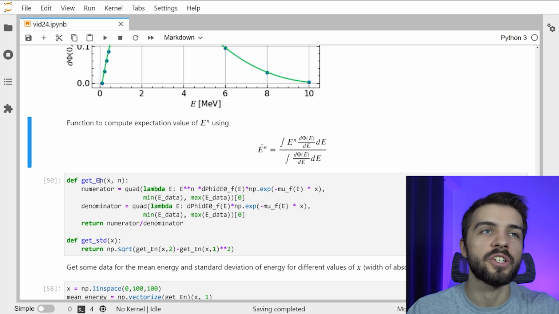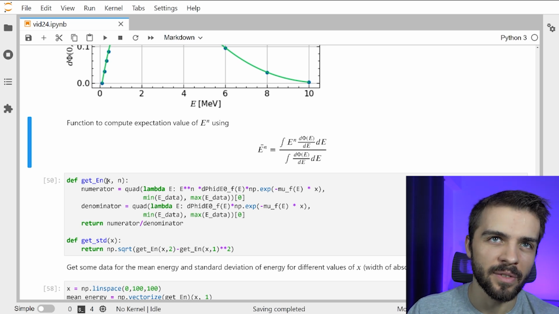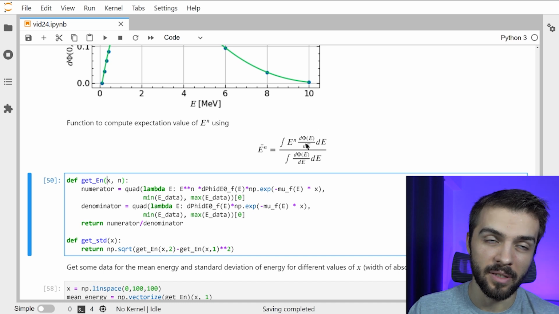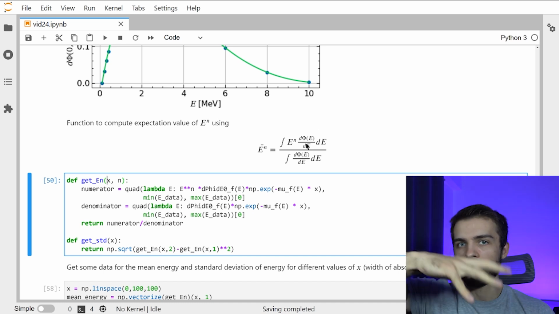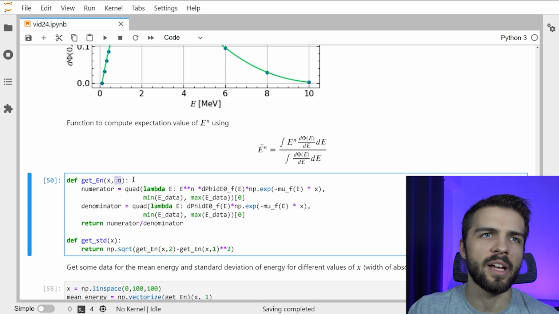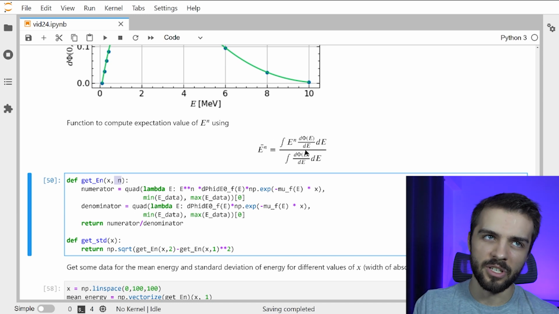So I have a little function here that does that. It takes an x, right? Because of course, the spectrum depends on x. The further I go in, the more the spectrum changes. It also depends on n. Well, n is like E to the n. I'm taking the expectation value of E to the n, where n is just an integer.